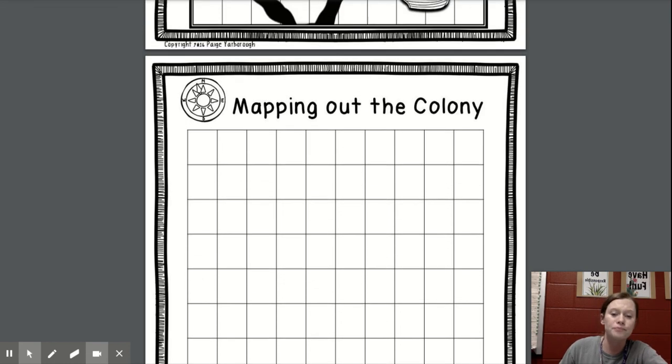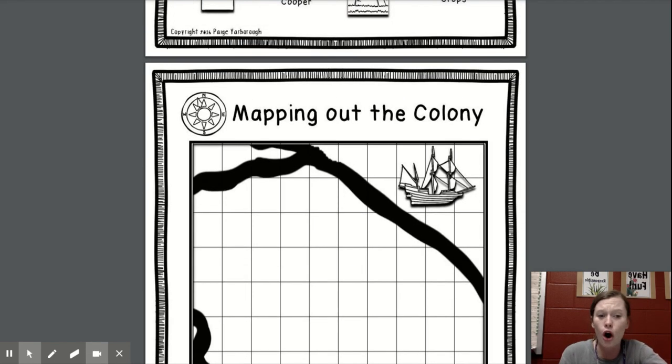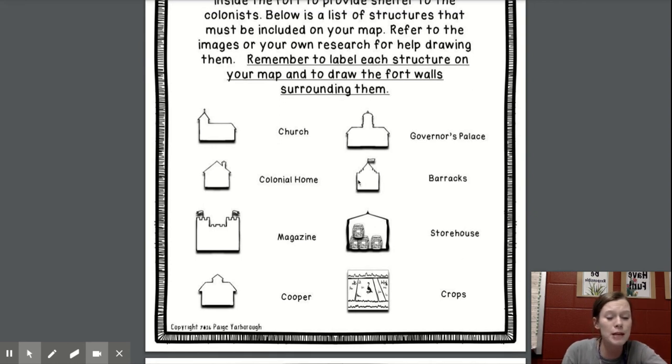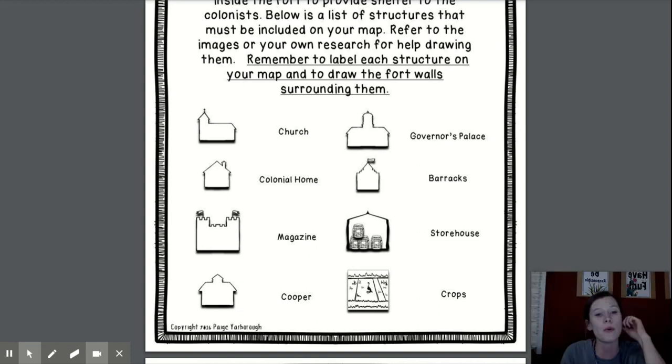I'm also going to attach an article on Google Classroom about the different jobs that people did in the 13 colonies for you to read. That will also help you plan out how you want your colony to look.